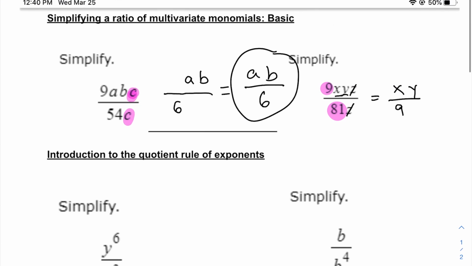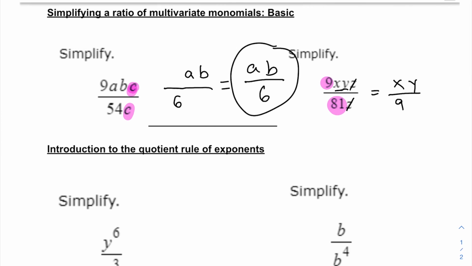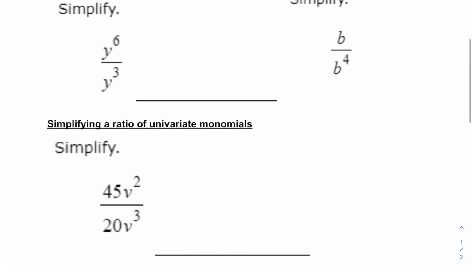Now we're going to talk about the quotient rule, because all of the problems that we've had up here have been the same exponent. When we have just c over c, it's like c to the first over c to the first. Those are the same exponents. They canceled out. Down here, though, we have different exponents. Now we have y to the 6th over y to the 3rd. I will write this one out really quickly.